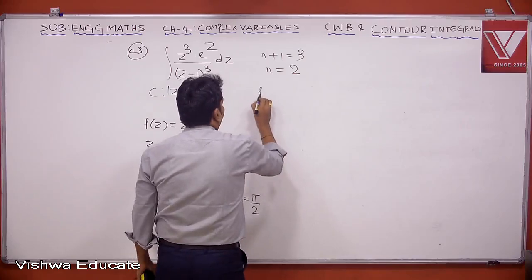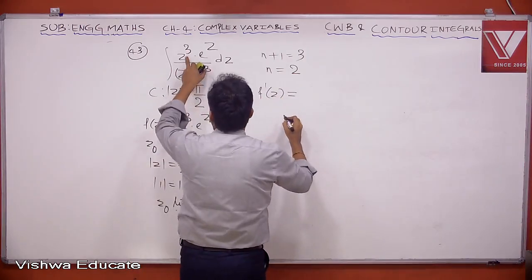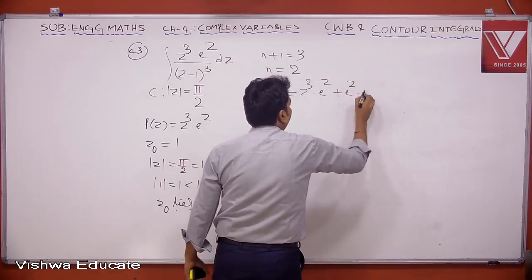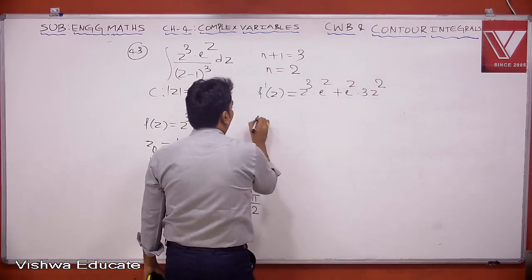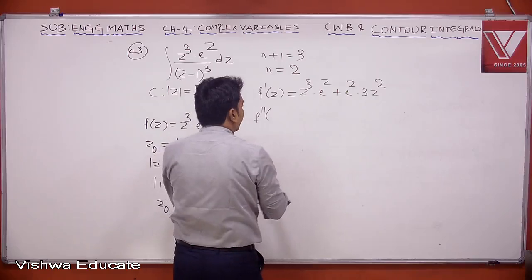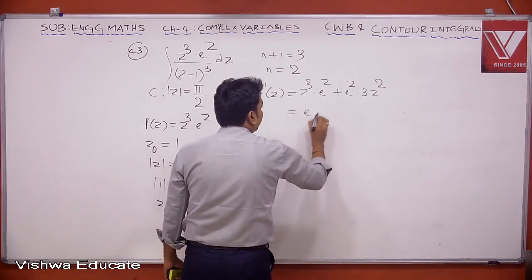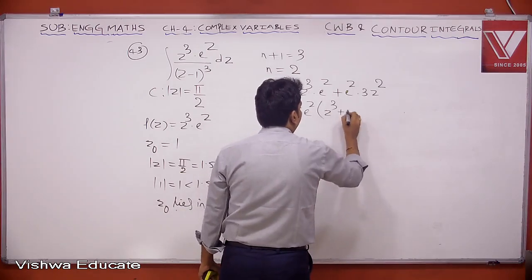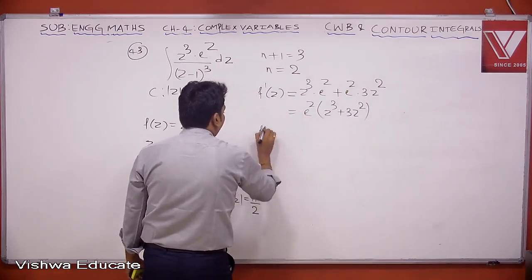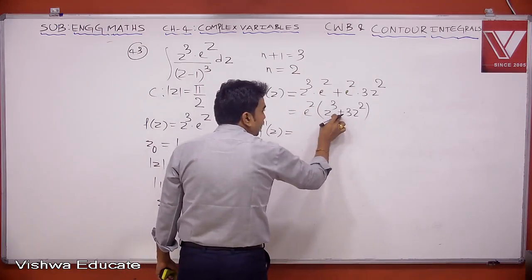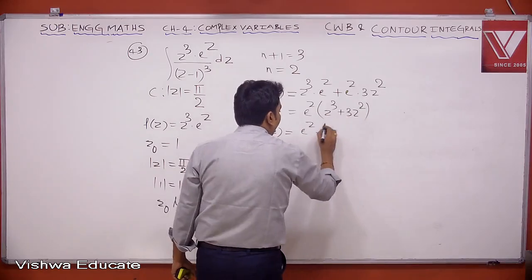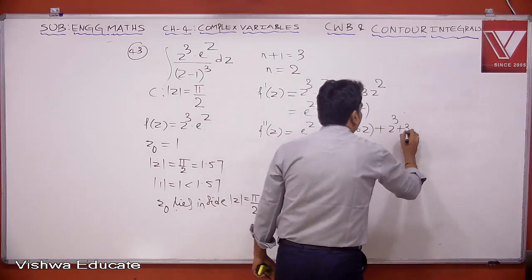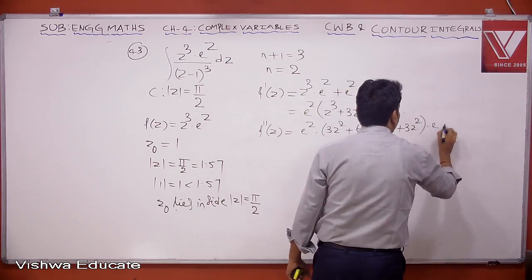So first, let us find the first derivative f dash of z. Apply the product rule: z cube into derivative of e power z, which is e power z, plus e power z into derivative of z cube, which is 3z square. Directly I can write this as e power z, taking it common, times (z cube plus 3z square). Now apply the second derivative f double dash of z. This is u, this is v. Product rule: e power z into the derivative of this, 3z square plus 6z, plus (z cube plus 3z square) into the derivative of e power z, which is e power z.